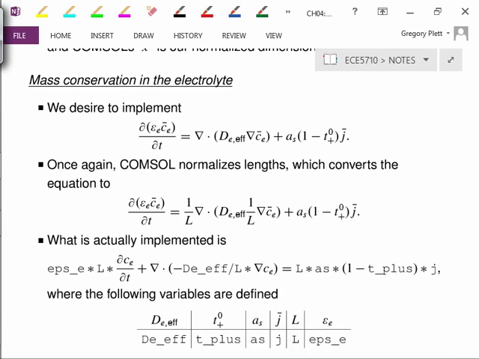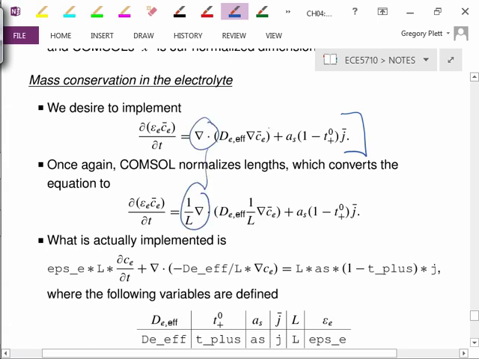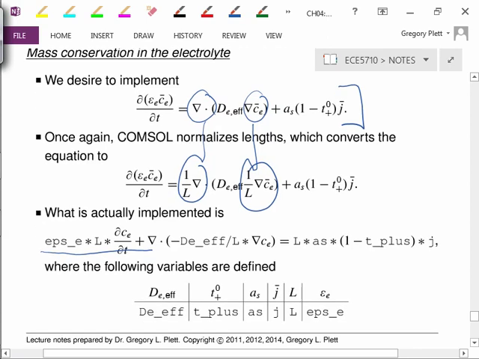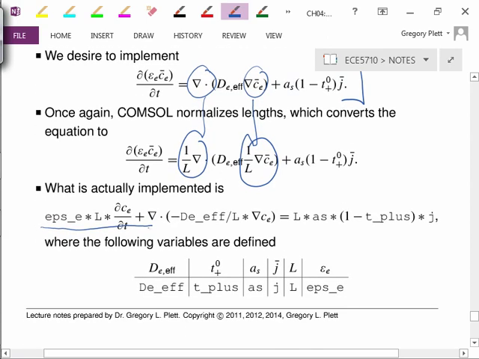The last equation, the last PDE anyway, is mass conservation in the electrolyte. This is the equation we want to implement. Once again, the normalize process gives us these 1 over L terms. And what we actually implement, multiplying both sides by L, is epsilon E times L times partial CE with respect to time, and bringing things over, plus the divergence of this term here equals this source term there. And we define these variables here.